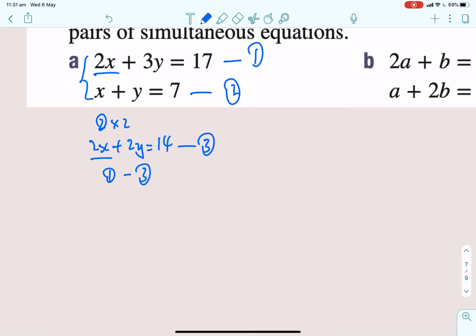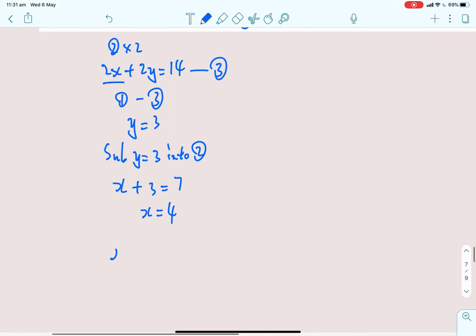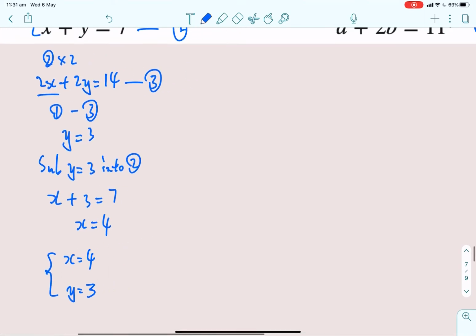First one cancels each other out. 3y minus 2y is y. 17 minus 14 is 3. So y equals 3. Easy. You can substitute y equals 3 into... Second one looks smaller, so I'm going to use the second one. So x plus 3 equals 7. X is 4, yeah, 4 plus 3 is 7. So simple, x is 4, y is 7. Wait, y is 3, sorry.